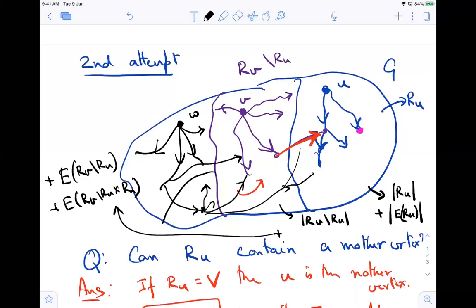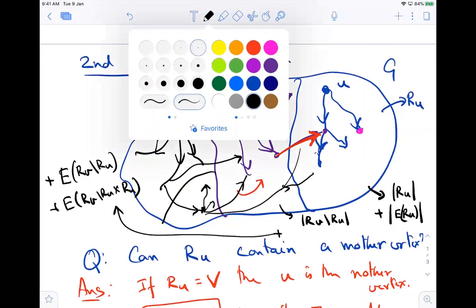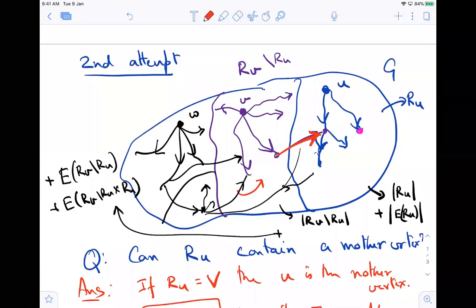So more importantly, what can I say? That if the mother vertex exists, it must be in this set. If it exists, I'm not saying it exists. If it exists, it must be in this set. It must be W if it exists. Yeah, good. If you are seeing it, then great, but let me explain. So if it exists, it must be in this set.